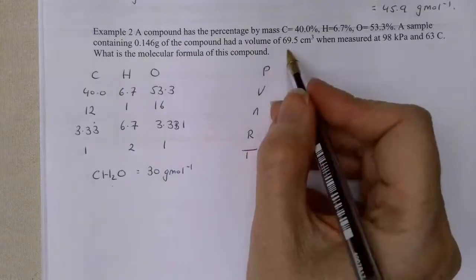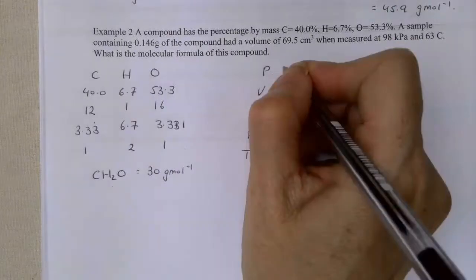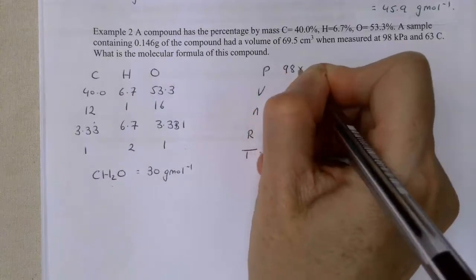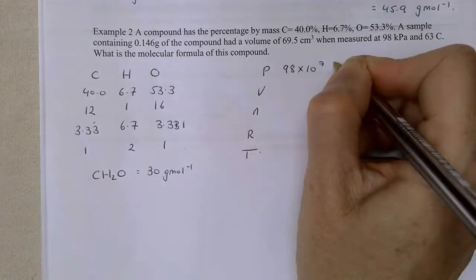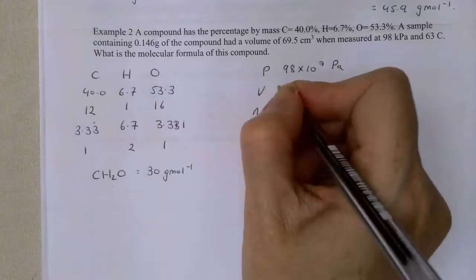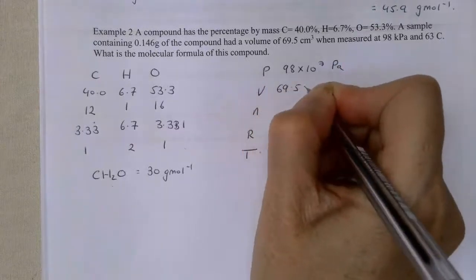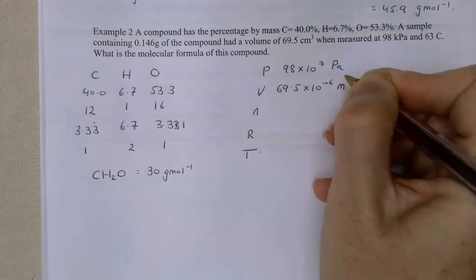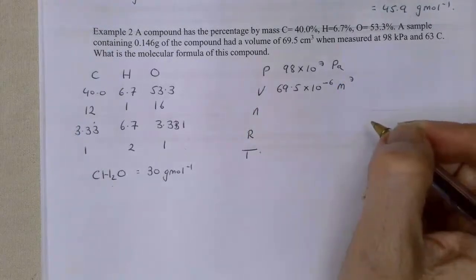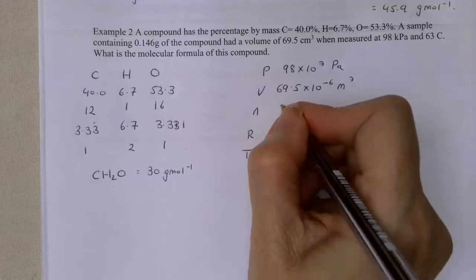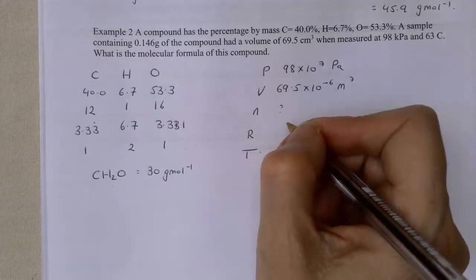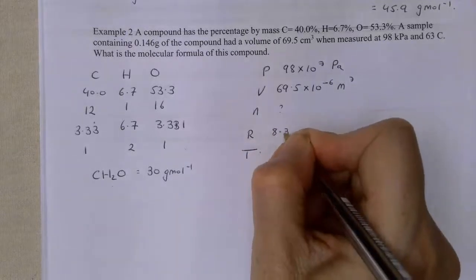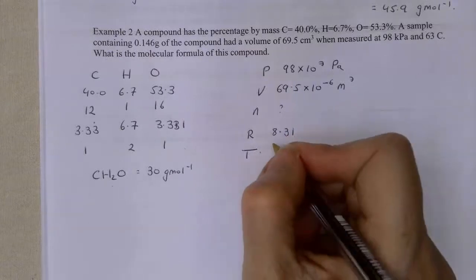So I've got a pressure of 98 times 10 to the 3 pascals. I've got a volume of 69.5 times 10 to the minus 6 meters cubed. Notice I've just converted them directly into the SI units. My n is what I'm trying to work out. My R is 8.31 and my temperature is 336.